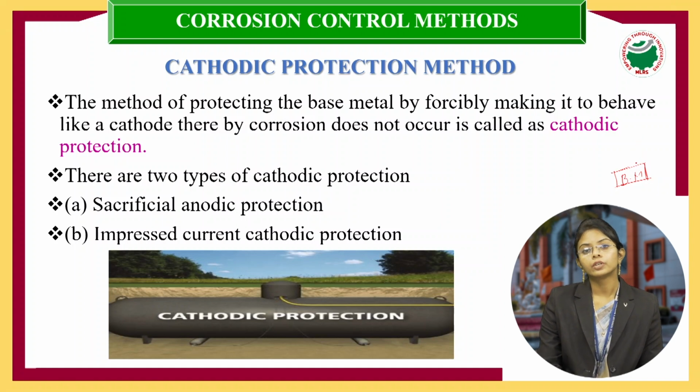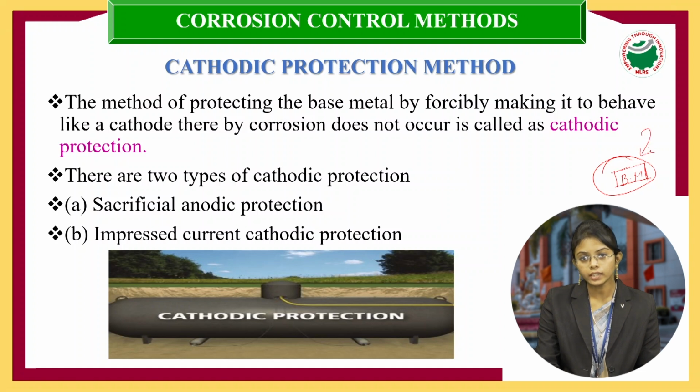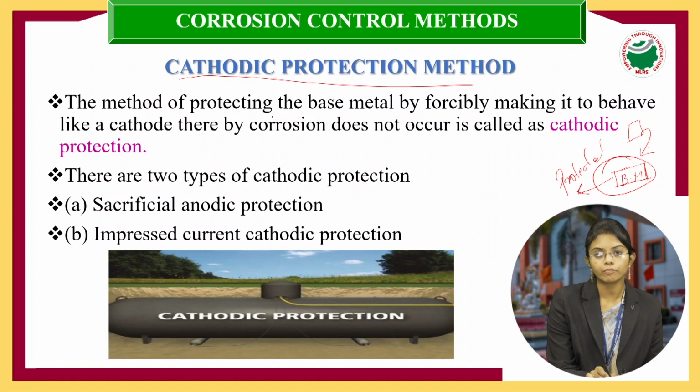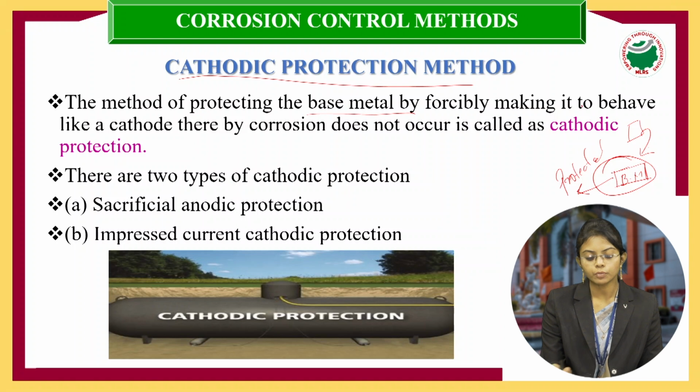So now what we are going to do is take a base metal and make it a cathode. We are forcibly making this base metal act as a cathode. When it is acting as a cathode, it will be protected from corrosion. To make it a cathode, we connect an anodic metal to this base metal, so that the corrosion will occur at the connected metal and the base metal will be protected. That means now it is acting as a cathode. So see the definition: the method of protecting the base metal by forcibly making it behave like a cathode.